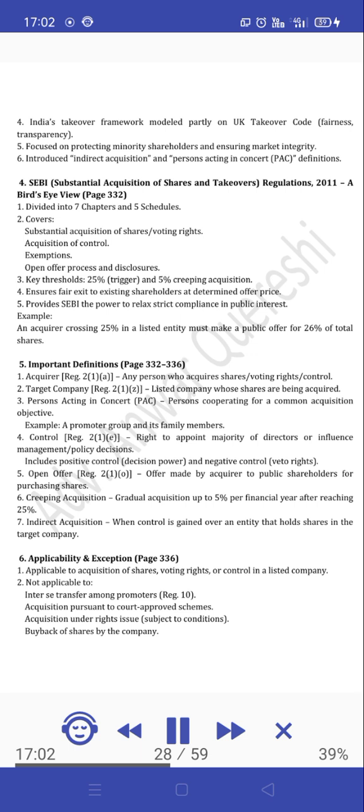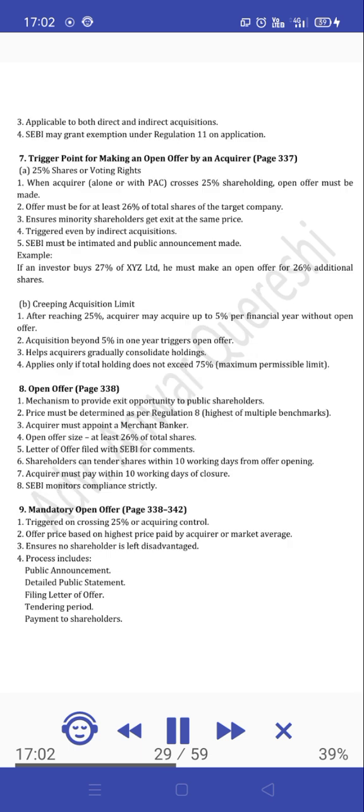6. Applicability and exceptions, page 336. 1. Applicable to acquisition of shares, voting rights, or control in a listed company. 2. Not applicable to inter se transfer among promoters, Reg. 10, acquisition pursuant to court-approved schemes, acquisition under rights issue subject to conditions, buyback of shares by the company. 3. Applicable to both direct and indirect acquisitions. 4. SEBI may grant exemption under Regulation 11 on application.